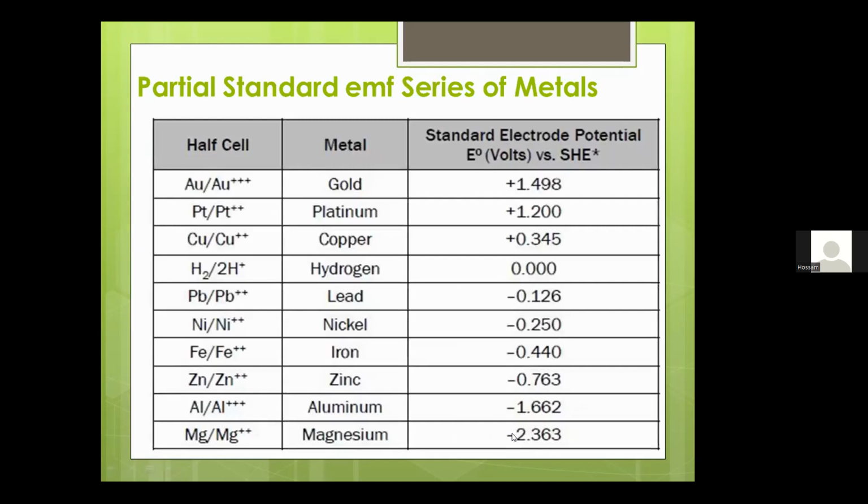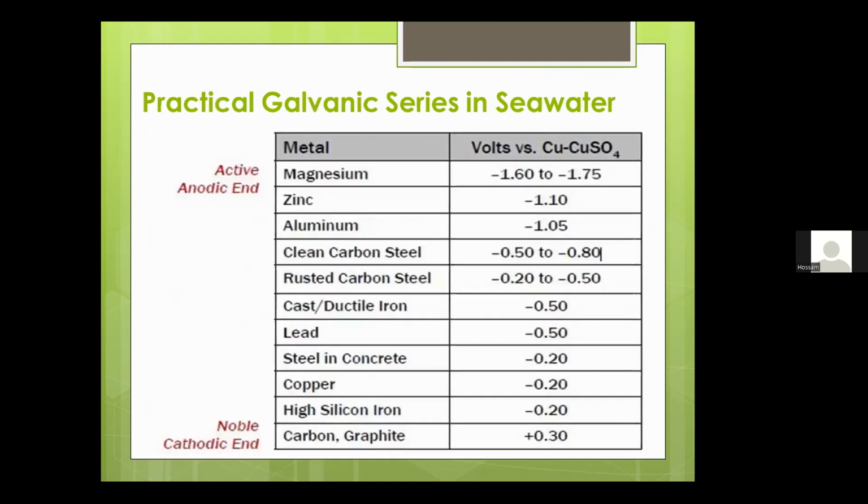This is a practical standard EMF series of metals, which shows that the gold has the more positive standard electrode potential. The magnesium has the more negative standard electrode potential. For practical use, the galvanic series can be calculated or listed like this in seawater. If we have 2 metals in seawater, the more active one would become the anode, and the more noble one will become the cathode.